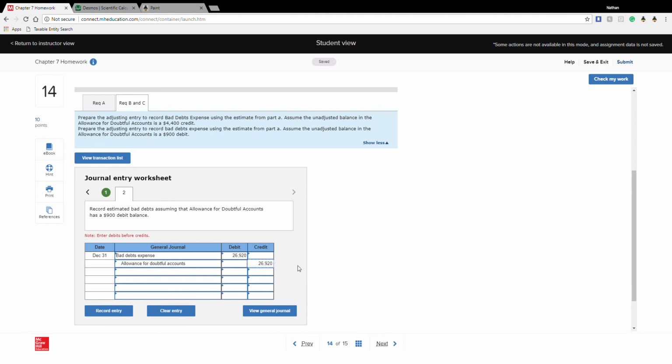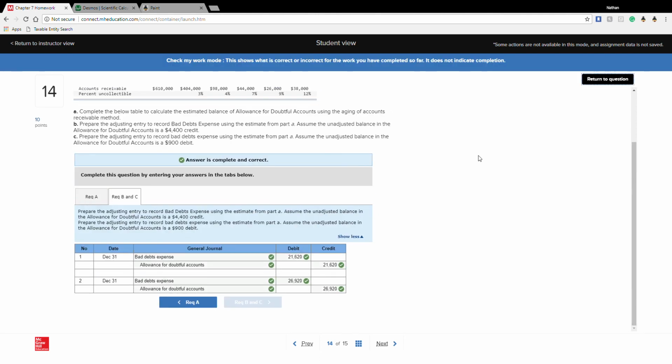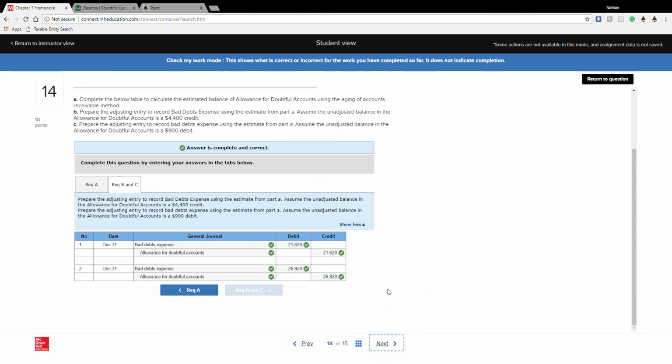Remember, our main goal is to reach whatever the allowance for doubtful accounts balance we figure out is going to be. And it's always going to be a credit. So we're just going to make an adjustment. It has to reach the goal. So again, once we hit check my work, there's everything there. Again, you can switch between the two and make sure everything's correct. And again, we always love answers complete and correct.